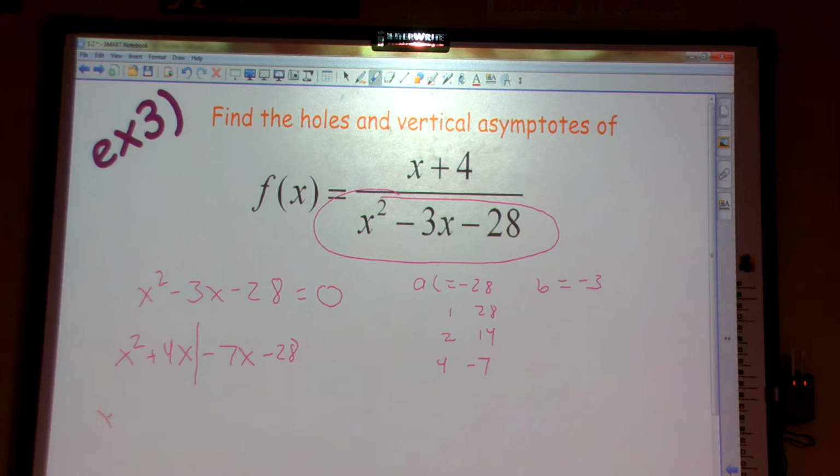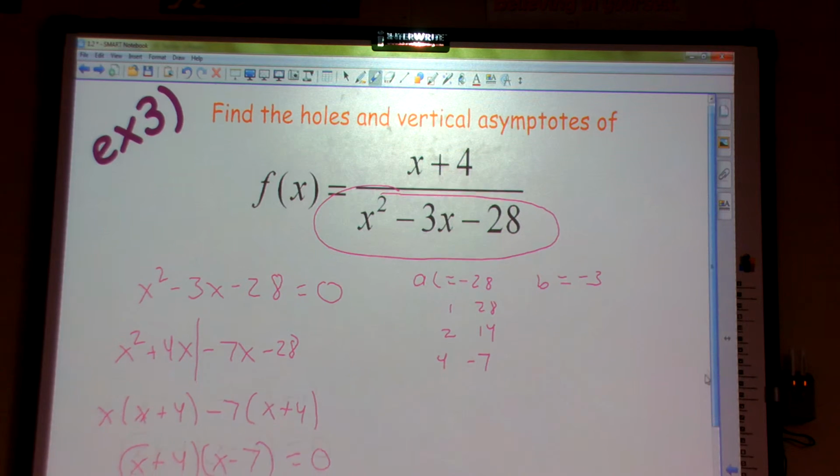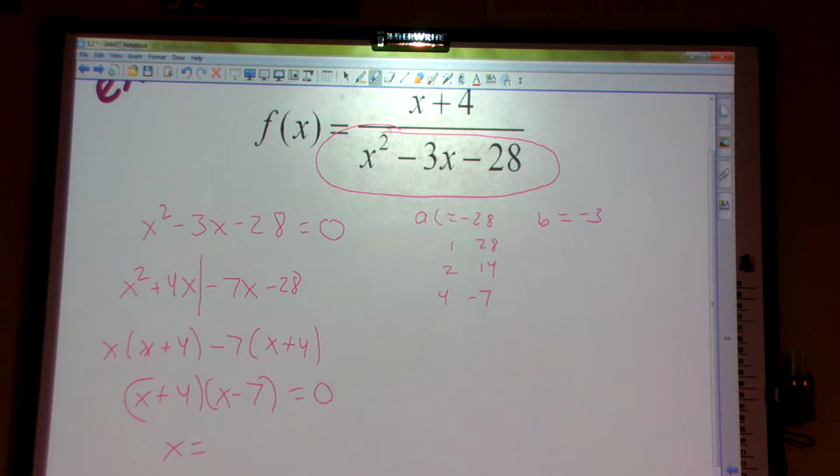I can pull out an x up front. The back I can pull out negative 7. Pull out an x plus 4. I'm left with x minus 7. Now this equals 0 at negative 4 and 7. So I have found the problem areas.